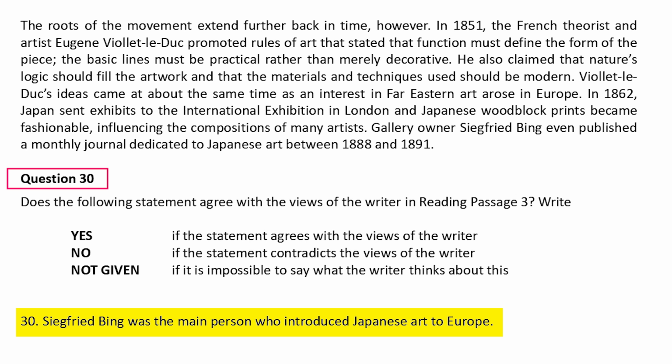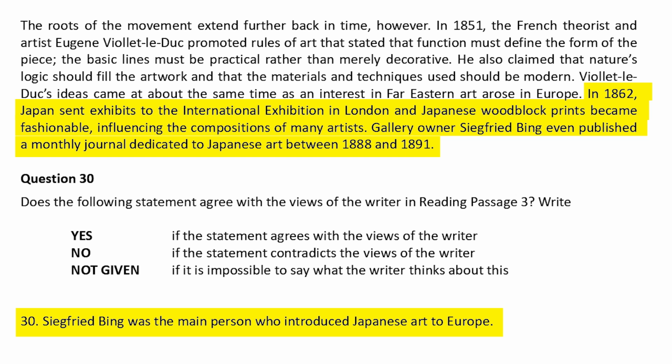In the same paragraph, we read, in 1862, Japan sent exhibits to the International Exhibition in London, and Japanese woodblock prints became fashionable, influencing the compositions of many artists. Then it says, Gallery owner Siegfried Bing even published a monthly journal dedicated to Japanese art between 1888 and 1891. So what can we tell from that?